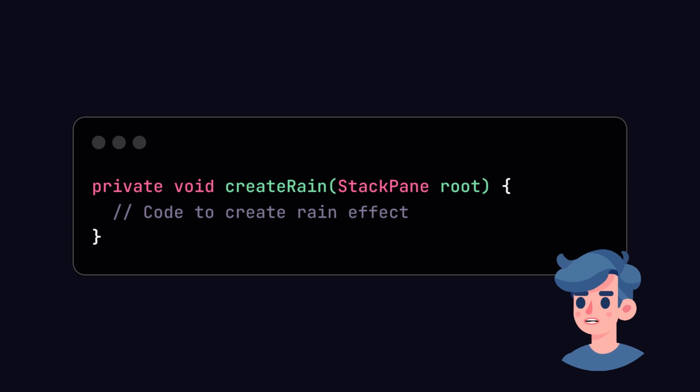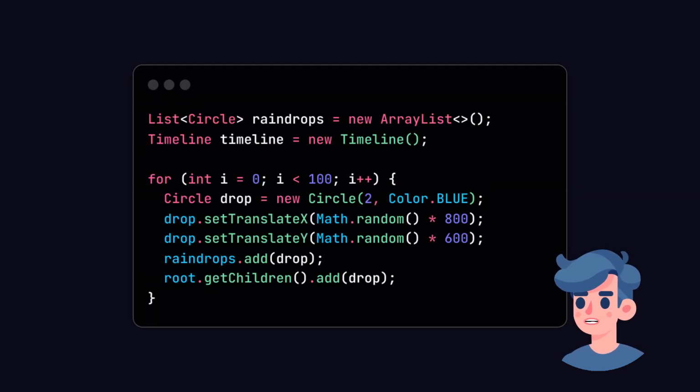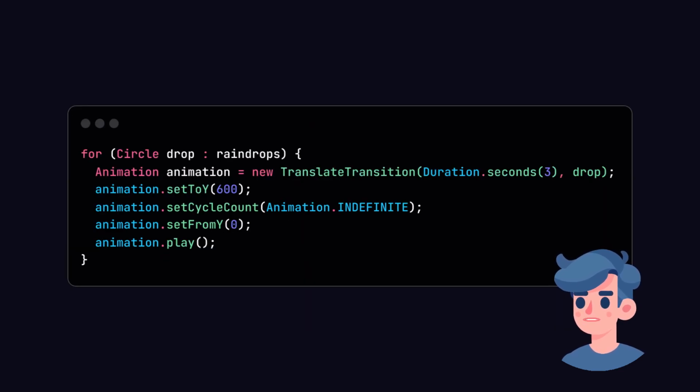Now, let's create a method to add a simple weather effect. We will start with a basic rain effect. First, we need to define a method to create falling raindrops. Inside createRain, we will create a timeline object to animate our raindrops. Here we will also define a circle shape to represent each raindrop. Here, we have created 100 raindrops, positioned randomly across the scene. We are using a list to keep track of these drops.